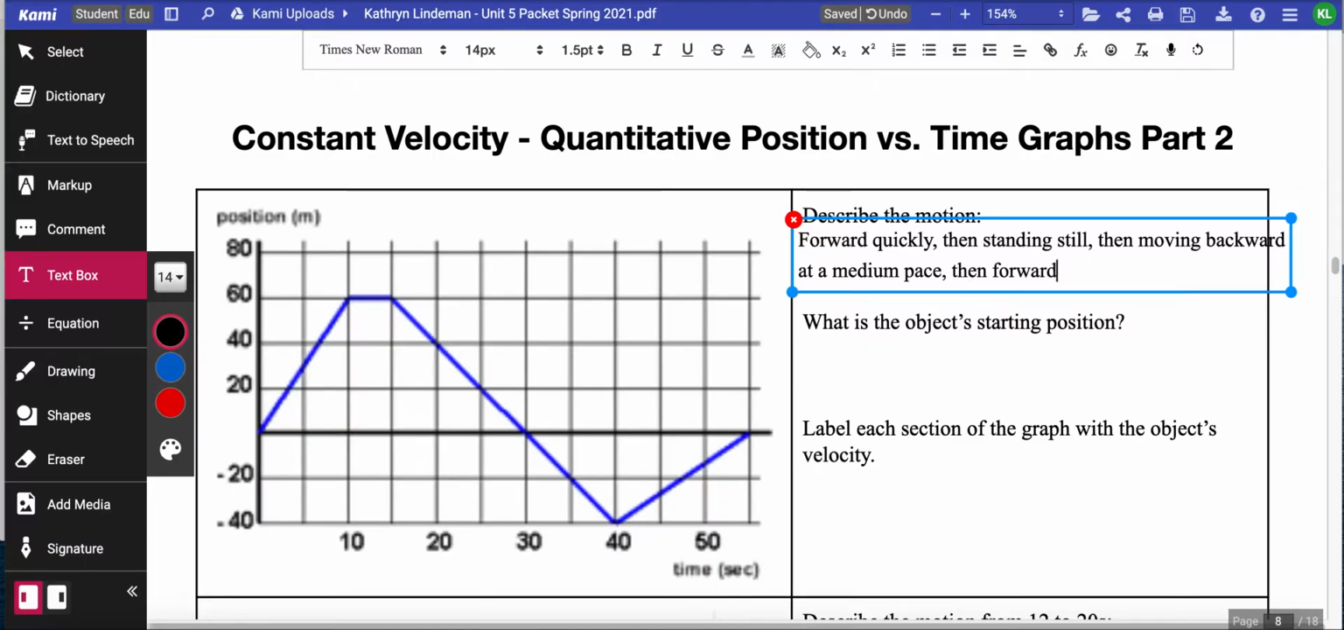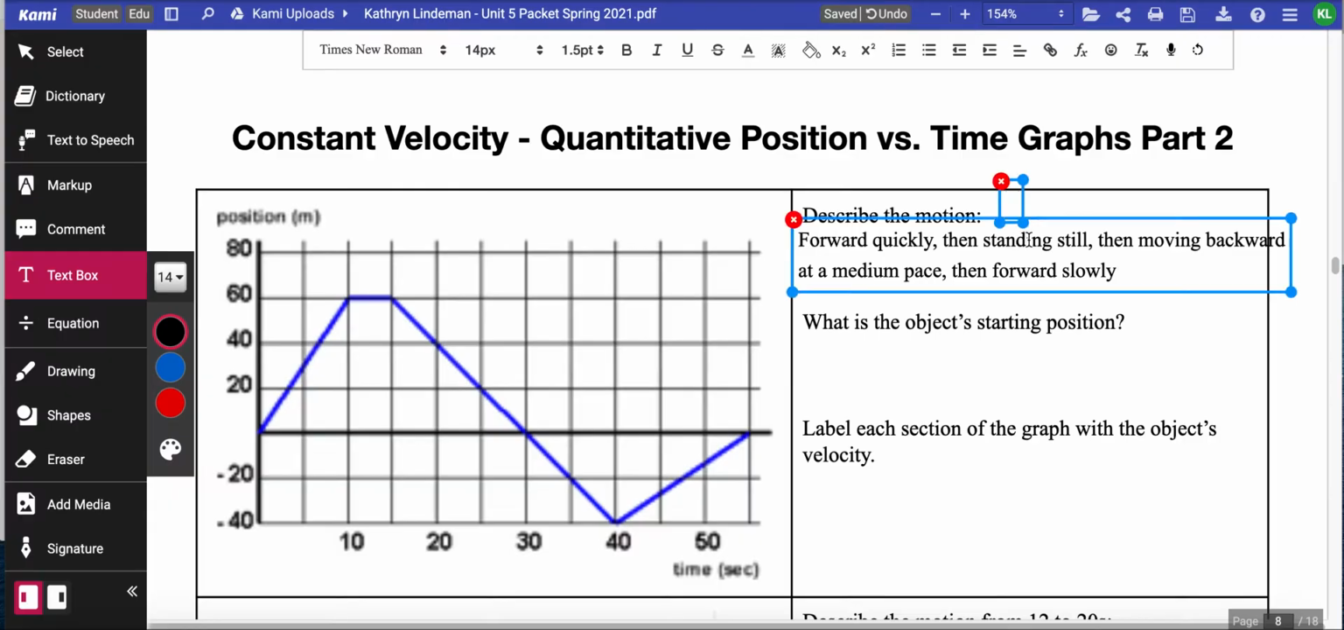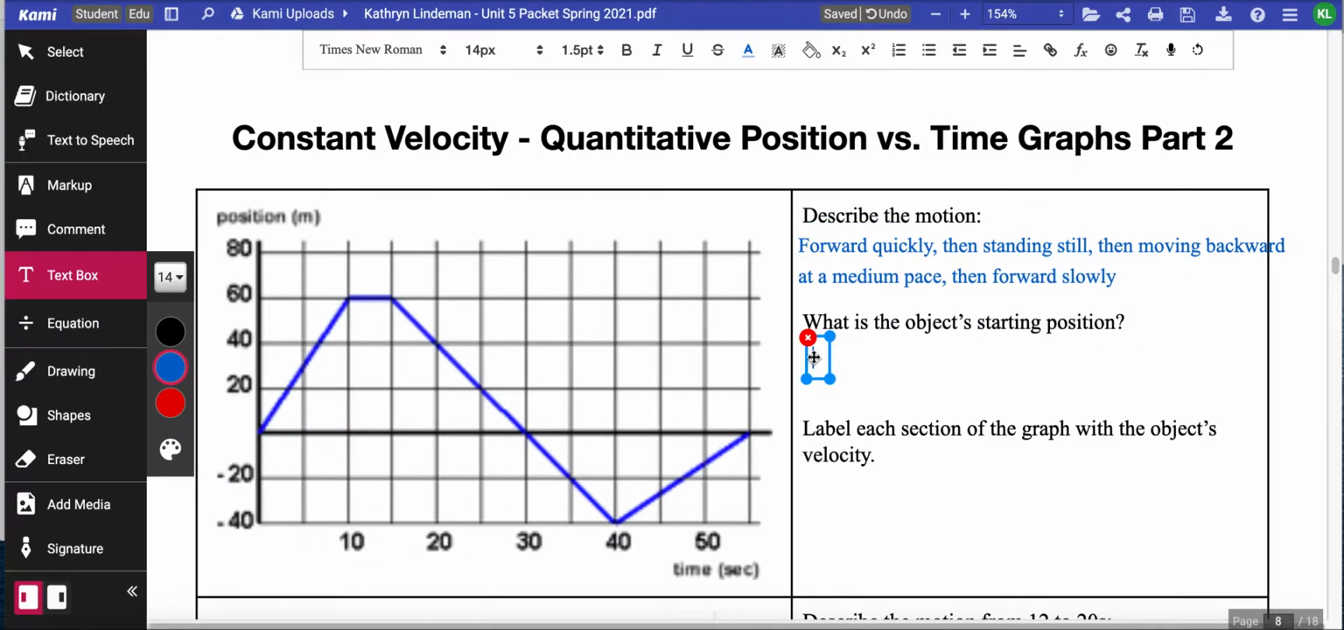Then forward slowly, because again, this final one is the actual slowest.